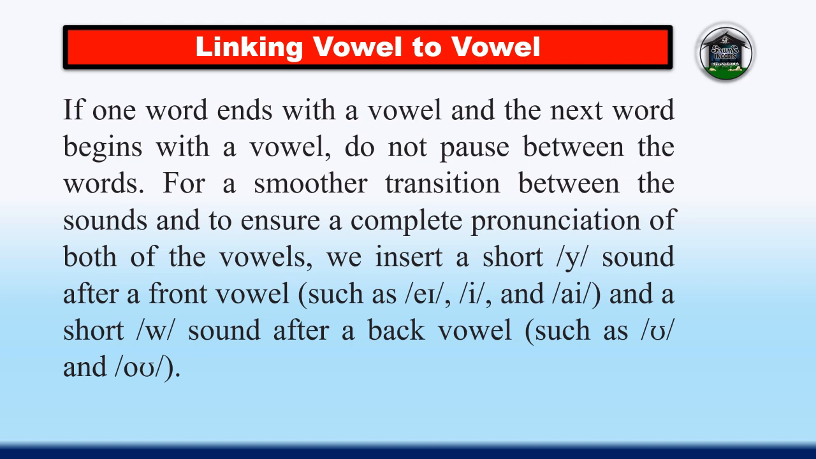Linking vowel to vowel. If one word ends with a vowel and the next word begins with a vowel, do not pause between the words. For a smoother transition between the sounds, and to ensure complete pronunciation of both of the vowels, we insert a short Y sound after a front vowel, such as A, E, and I, and a short W sound after a back vowel, such as U and O.